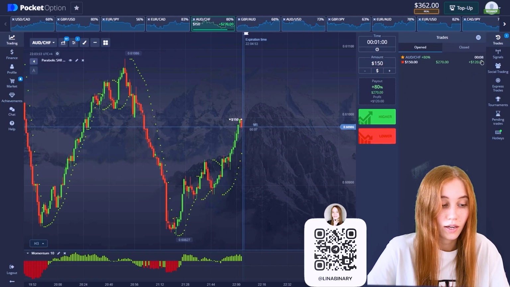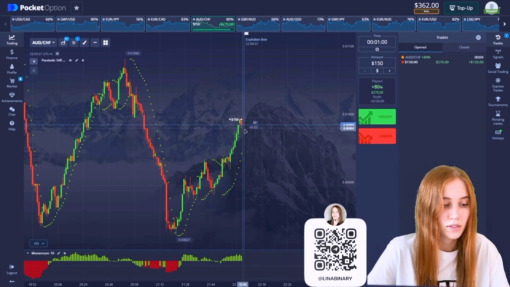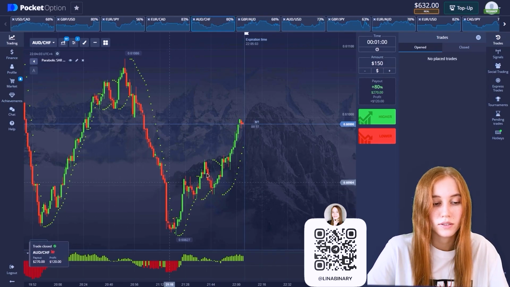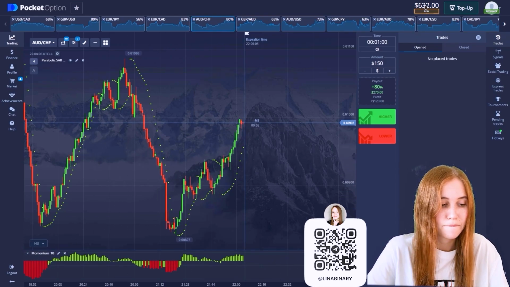$150. 8 seconds left. Yeah, we see decreasing. That's good. Plus deal. Profit is $120. The balance is $632.